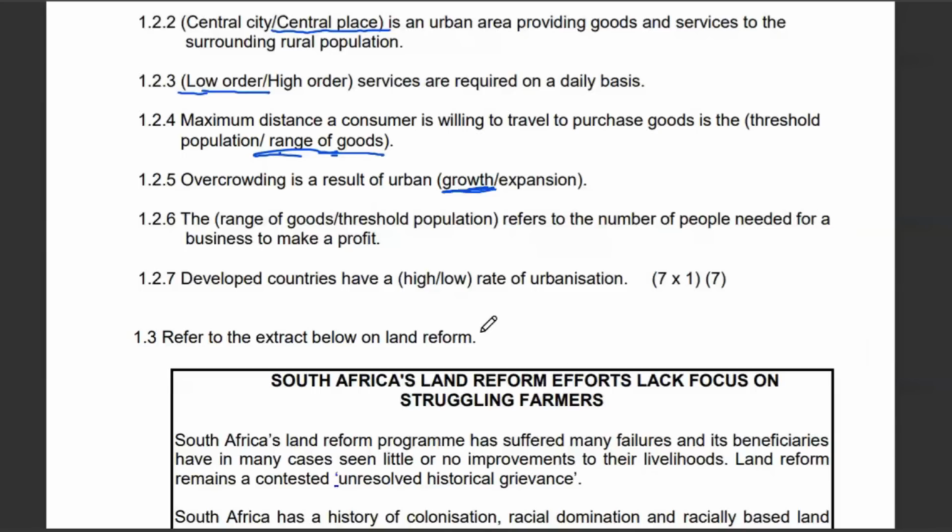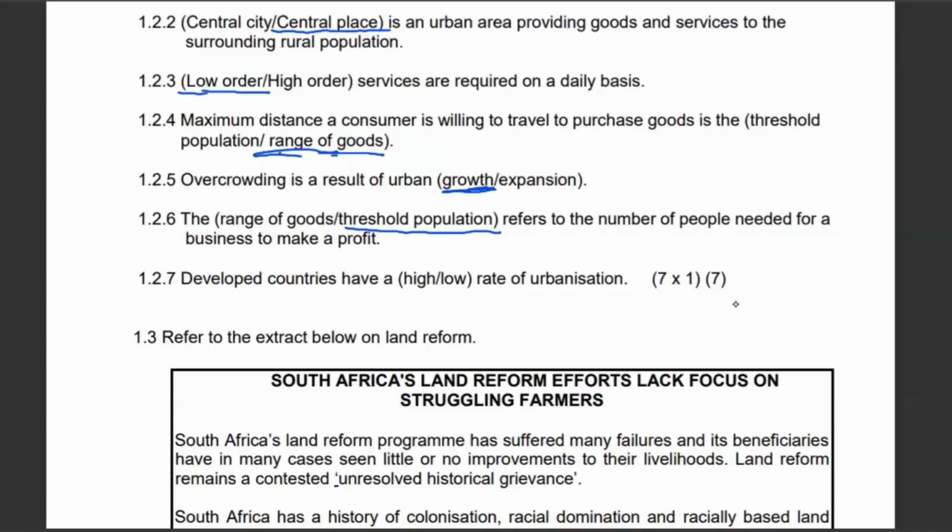Right. The dash, is it range of good or threshold population? Refers to the number of people needed for a business to make a profit. That is a threshold population. Threshold population, we are looking at the minimum number of people required to support a service in order for it to sustain and make a profit.